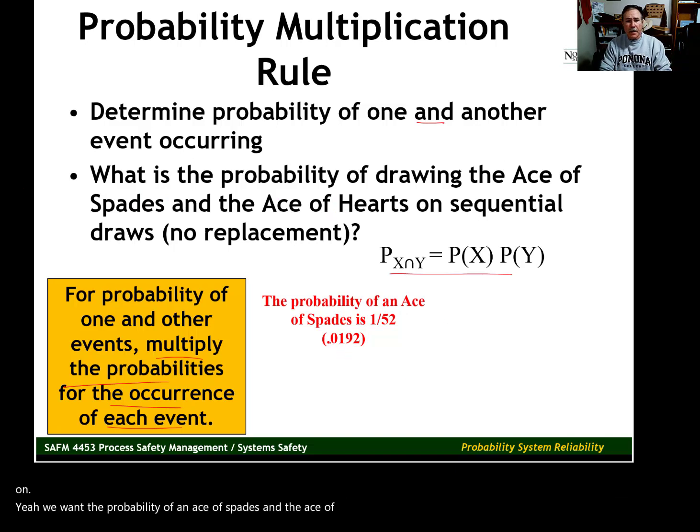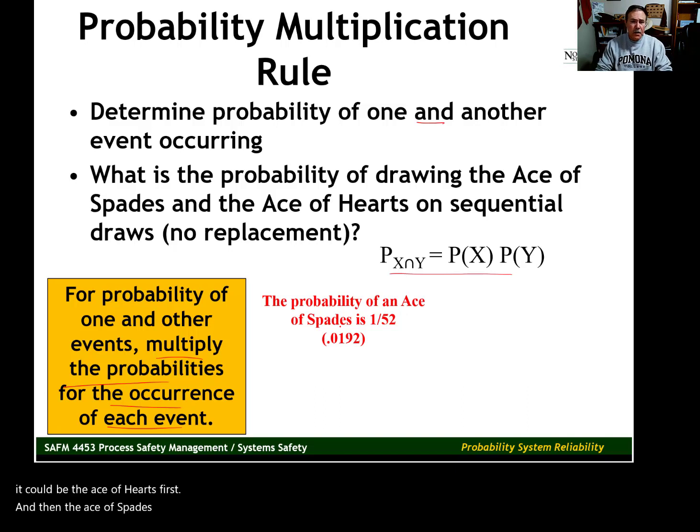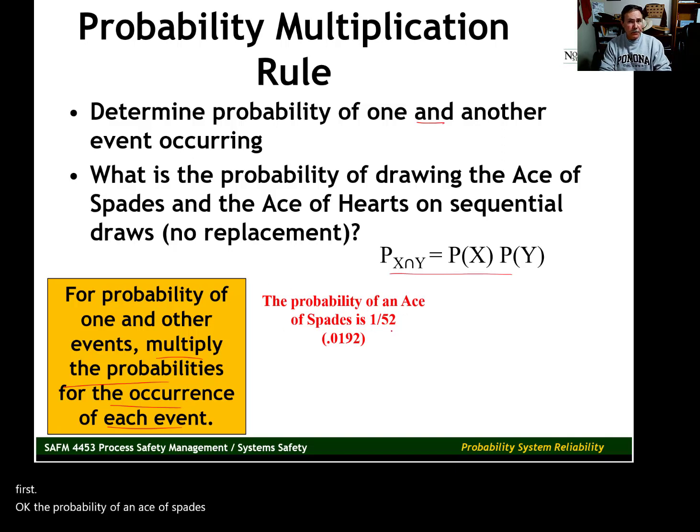First thing we need to do is calculate the probability of pulling the Ace of Spades on the first draw. And the order could be reversed. Don't get caught up in that. It could be the Ace of Hearts first, and then the Ace of Spades. We just want them sequentially. But for the purpose of illustration, we're going with Ace of Spades first. The probability of an Ace of Spades is 1 out of 52, or 0.0192.